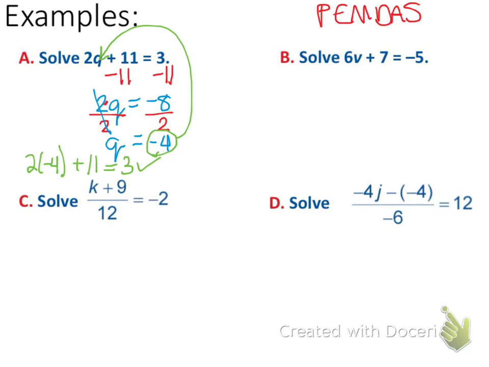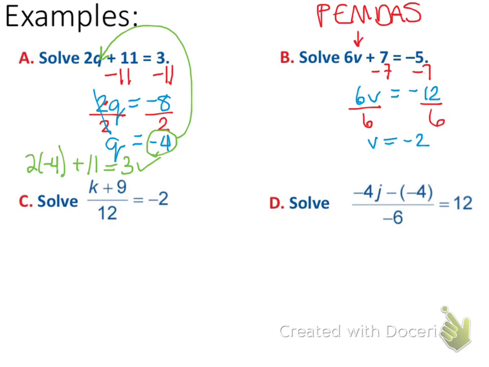Alright, let's try the second example. Again, backwards through PEMDAS. You should actually try this one on your own. You should push pause. Alright, so solving it, we're going backwards through PEMDAS. We're trying to see what's been done to the v. So the first thing we're going to do is undo addition or subtraction by subtracting 7 from both sides. So 6v equals negative 12. Now we deal with the multiplication by doing the opposite operation, which is division. So v equals negative 2.